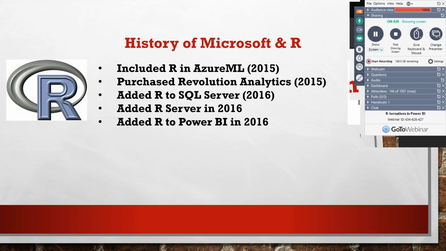So the goal of this talk is to talk about R alternatives in Power BI. We're going to talk about how you can leverage R within Power BI. But before that, Microsoft has been leveraging R in other tools other than Power BI. In 2015, Microsoft introduced R in Azure ML, and then they made a very big purchase in 2015 with the acquisition of Revolution Analytics. Since then, you began to see a lot of R being baked into some of the Microsoft products, Power BI being one of them, and a big addition was the addition of R to SQL Server in SQL Server 2016.